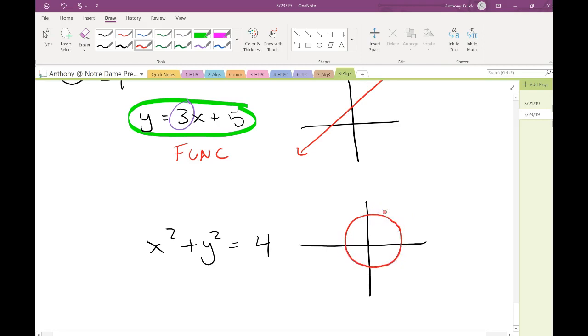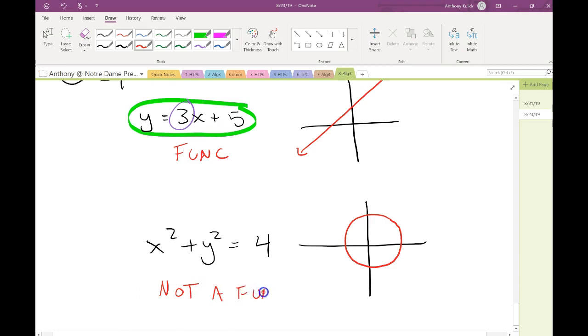The graph of this is a circle. X squared plus y squared equals r squared is the general form equation for a circle. Maybe you remember that from geometry last year. I know that was a long time ago. If I knew that the graph of this was a circle, I would know that this is a function or not a function. Not a function.